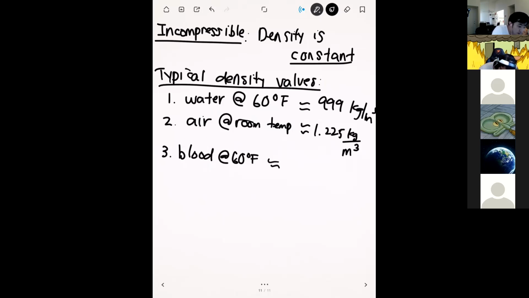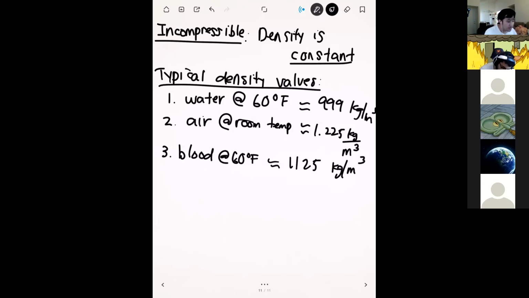Okay, and then we have blood. So blood is slightly more dense than water. So you probably heard the phrase "blood is thicker than water." We'll see that when we do viscosity. But at the very least, blood is denser than water. So you can start saying that phrase, and then people will look at you funny. But it's from here.